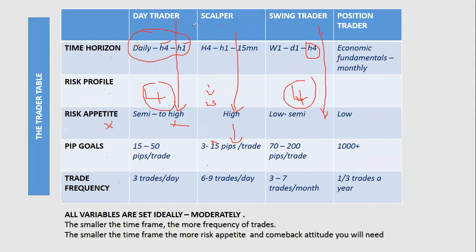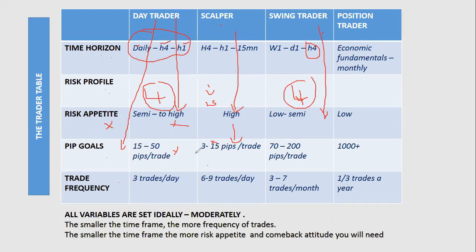So I'll bring it down again. The day trader, now we are talking about the pip goals. A day trader is looking for 15 to 50 pips per trade. Shouldn't be looking past anything past this. If you are a day trader, you shouldn't be looking past anything like that.